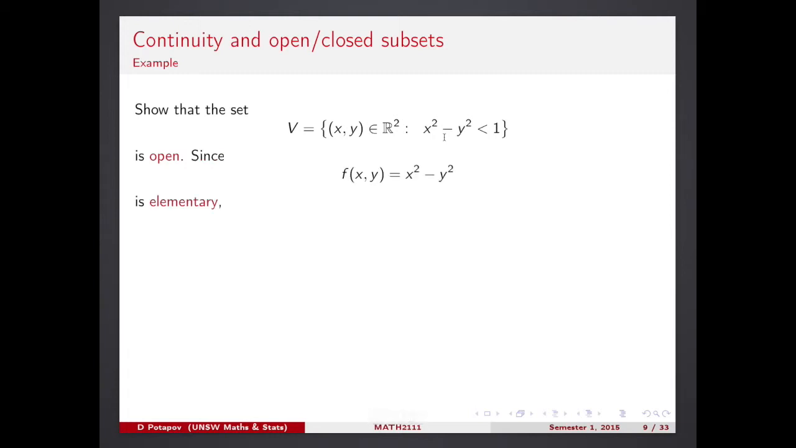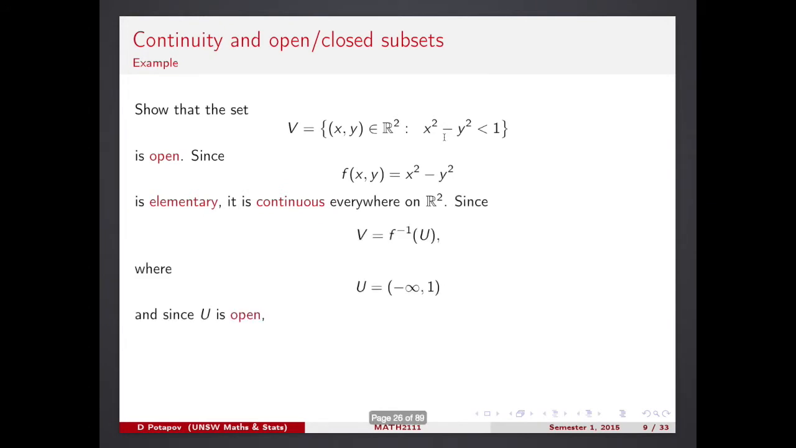First line is that this function is continuous because it is elementary, right? It's a combination of x and y, squares difference. It's an elementary function. By the theorem 2 slides ago, this function is continuous every time it is defined. And this function is defined everywhere, so it is everywhere continuous. So f is continuous. On the other hand, this set, it's the pre-image of this open set in the codomain of my map. It's exactly the pre-image. And by the theorem on the previous slide, this pre-image must be open.